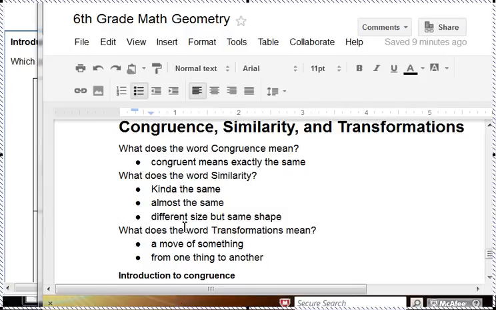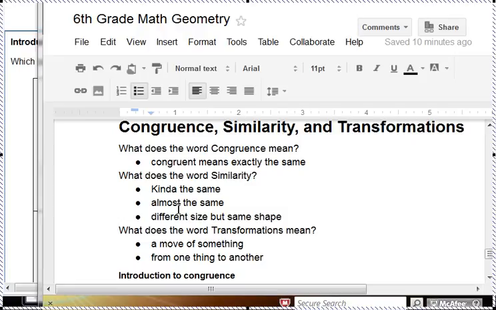All right. Similarity, we've decided that it means almost the same. And the last definition was thrown out by Keeley: it's a different size, but the same shape. Right now, what I'm going to do is ask you to just look at the two pictures and tell me if you think that they're different size but the same shape.